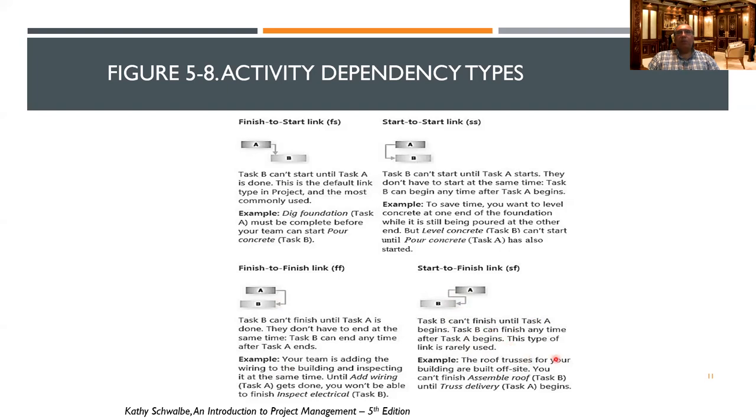So example, the roof trusses for your building are built offsite. You can't assemble the roof. You can't finish assemble roof until the delivery begins. So let's suppose the trusses are the support for the roof, the wooden supports. Those wooden supports are going to come from, let's suppose you're doing the construction in Kitchener, they have to come from, suppose, Toronto.